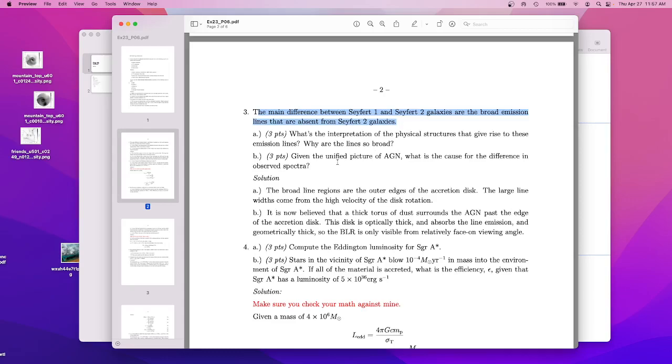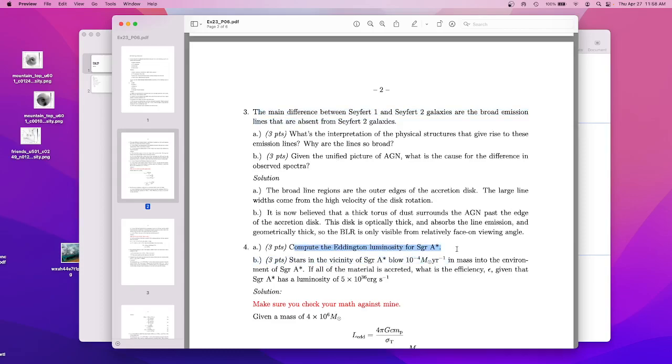And then in the unified picture, what's the cause for the difference in the spectra between 1 and 2? The viewing angle. Stuff in the way blocks the broad line region. That's hard to say. Is there anything else I want to say about those? No. Oh wait, compute the Eddington luminosity for Sag A star.